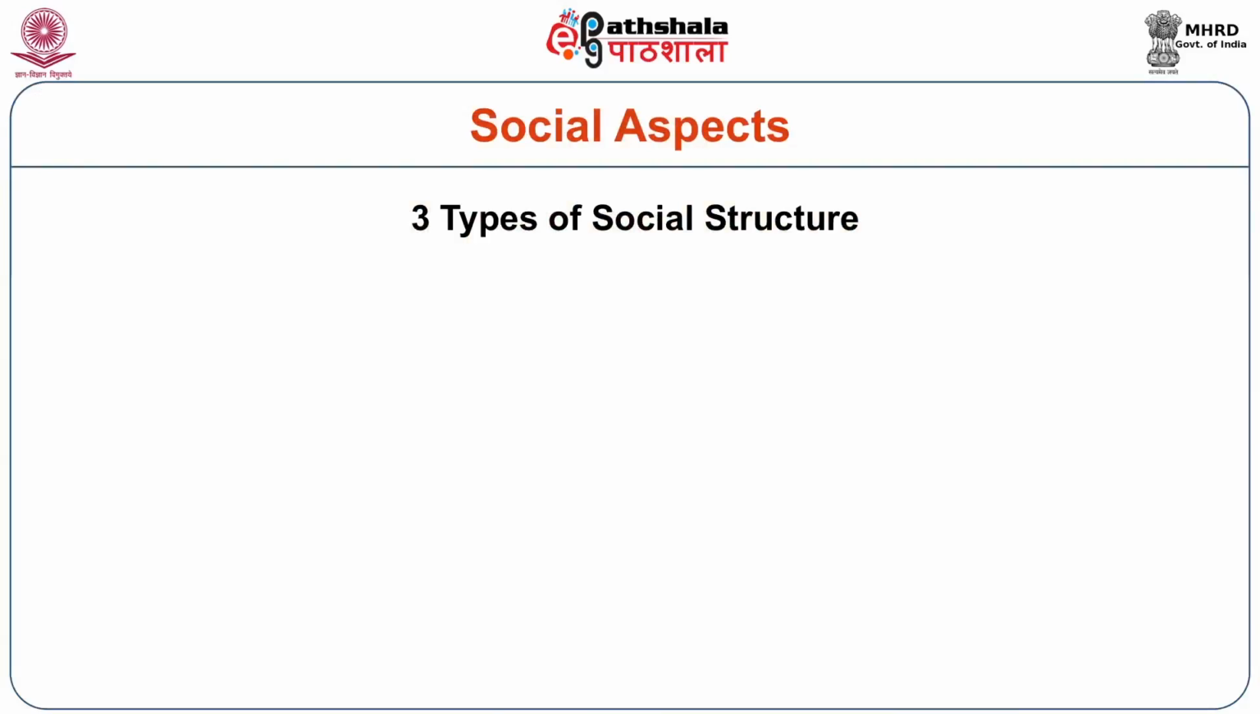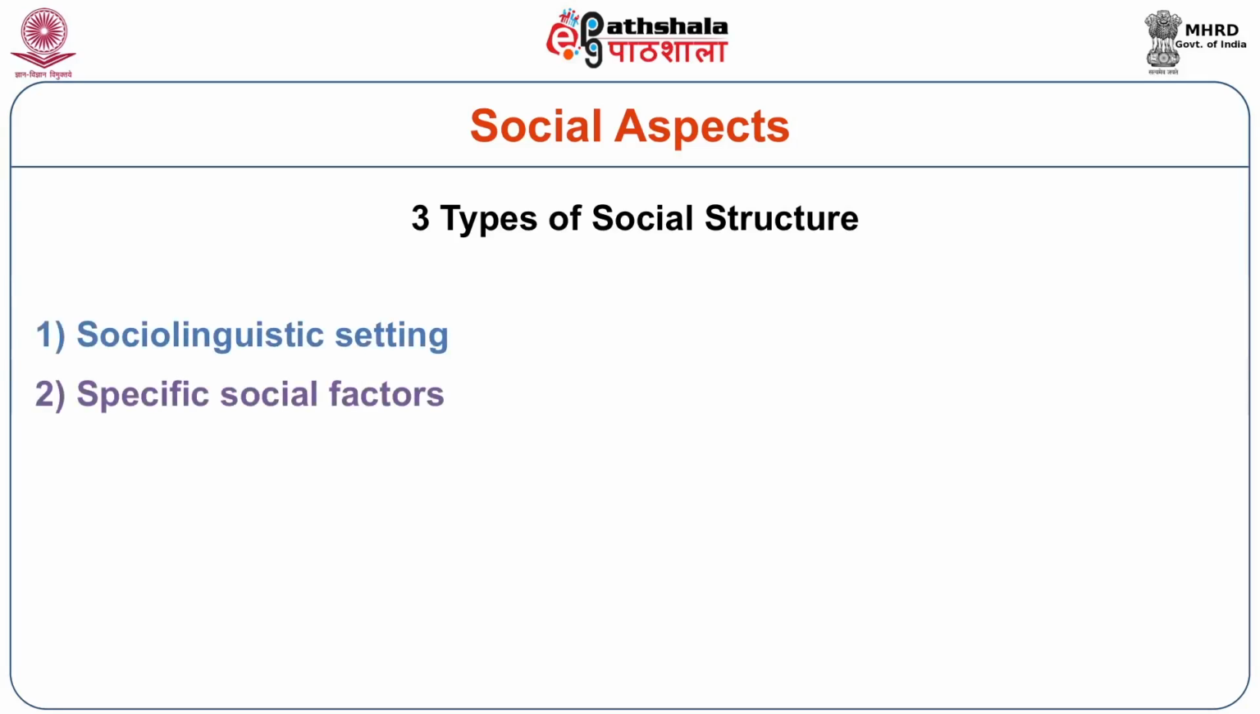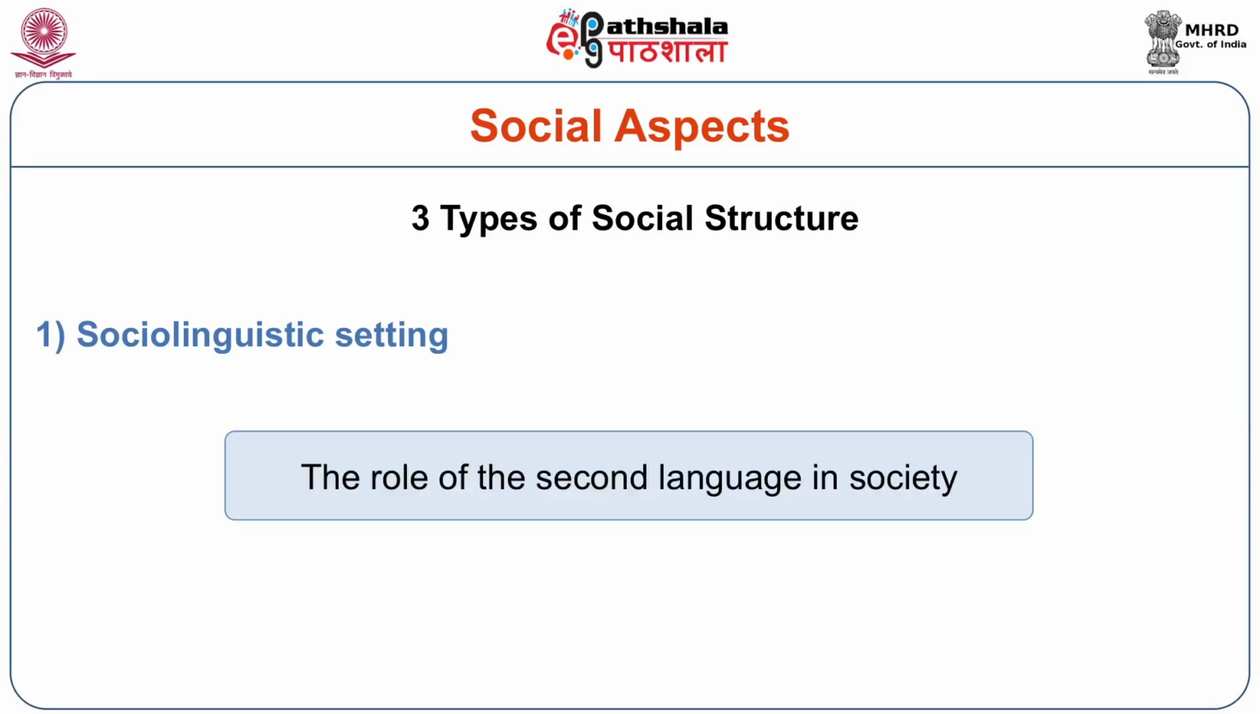There are three types of social structure: socio-linguistic setting, specific social factors, and situational factors. When we talk about socio-linguistic setting, we are concerned with the role of the second language in society: why, how much, and to what extent English is spoken and understood by people.